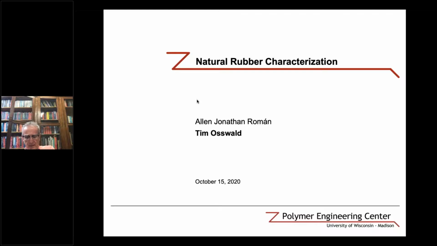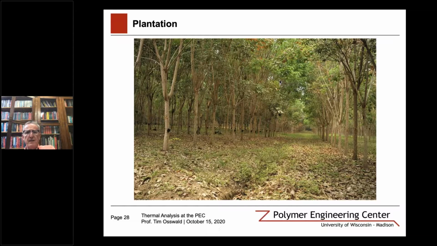And I had one more, and I think I still have some time here. And this is natural rubber characterization. I'll go maybe a little bit quicker through this. And Peter, tell me if I have to stop or something if I'm going over time here.